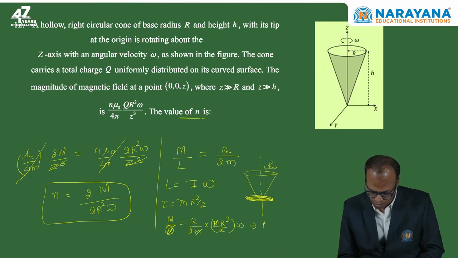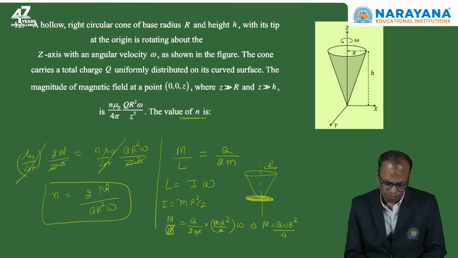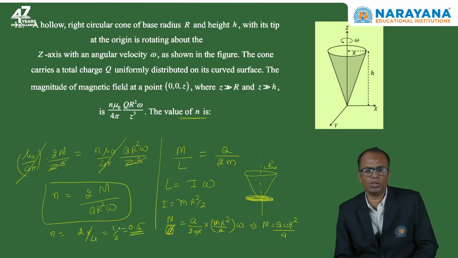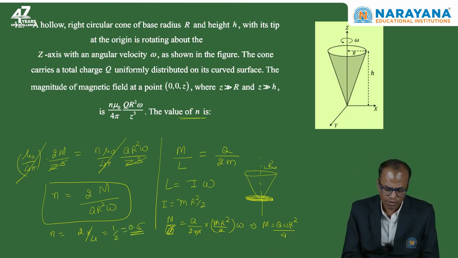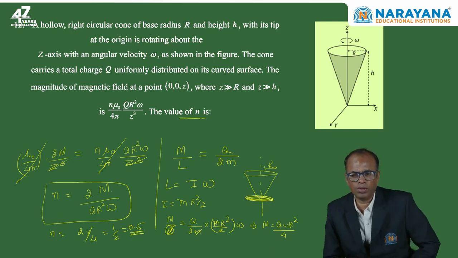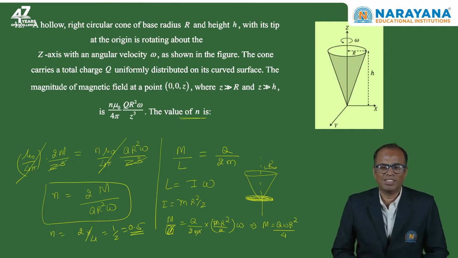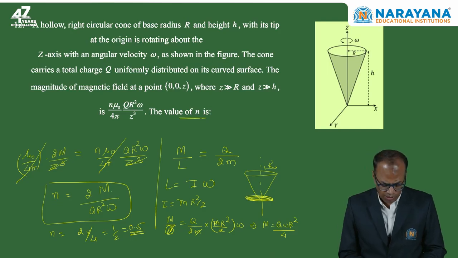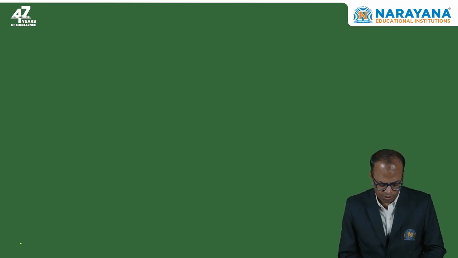So the magnetic dipole moment is q omega r square by 4. If I put m as q omega r square by 4, I'll be left with 1 by 4. So n is 1 by 2, that is 0.5. So the answer to this question is 0.5. Finally, I got a question which I could solve fast. So the value of n is 0.5. That's great. Okay, let's go on to the next question.